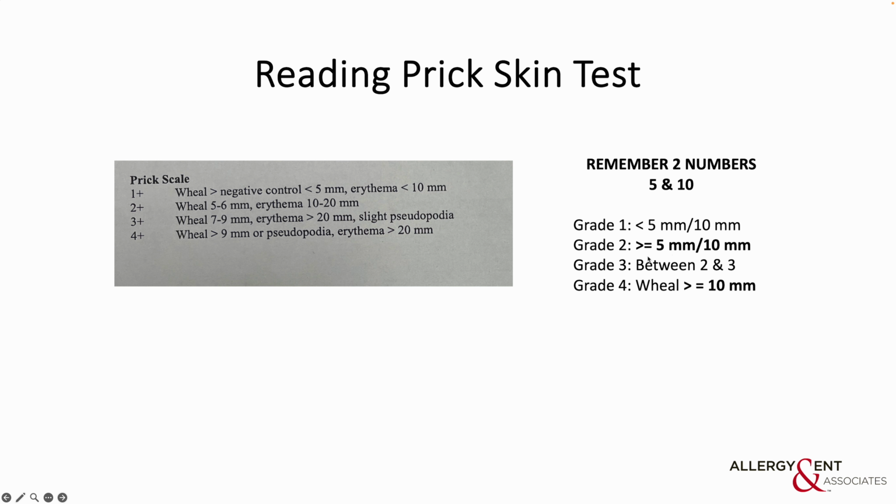Anything between a 2 and a 4 is a 3. So if you have about a 7 to 9mm wheal with a lot of redness, you call it a 3. If it's just a slight pseudopod, just a little pseudopod, you call it a 3. So just don't stress out about that.